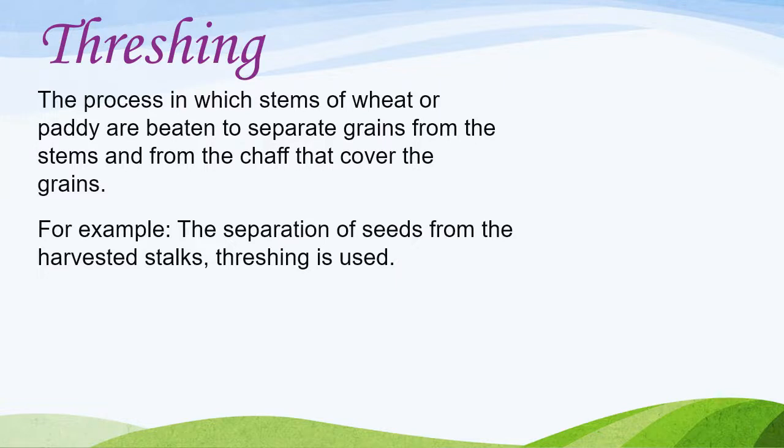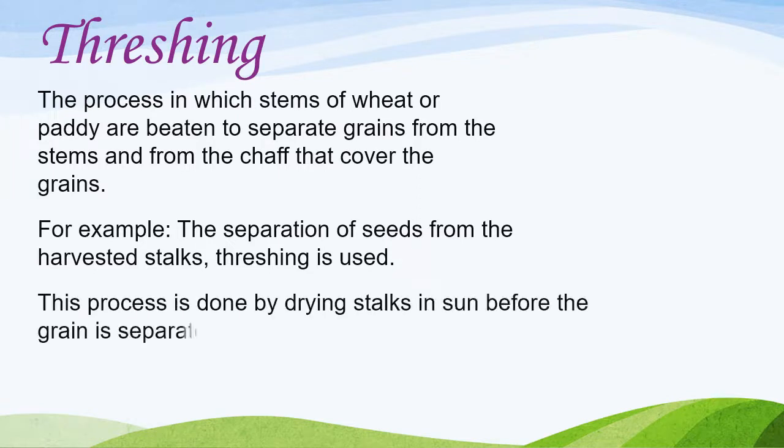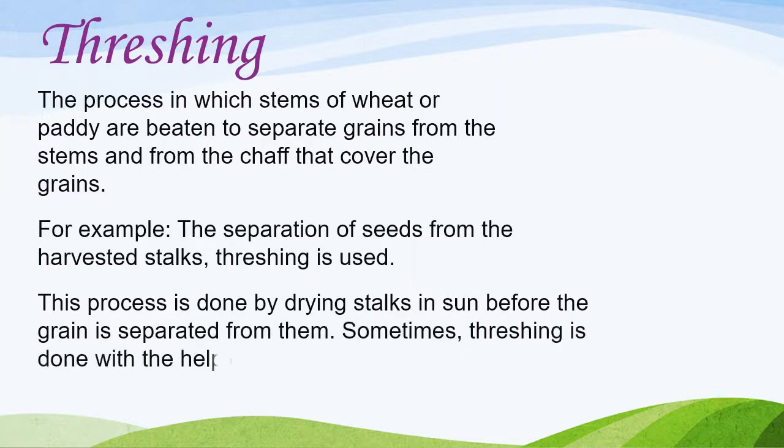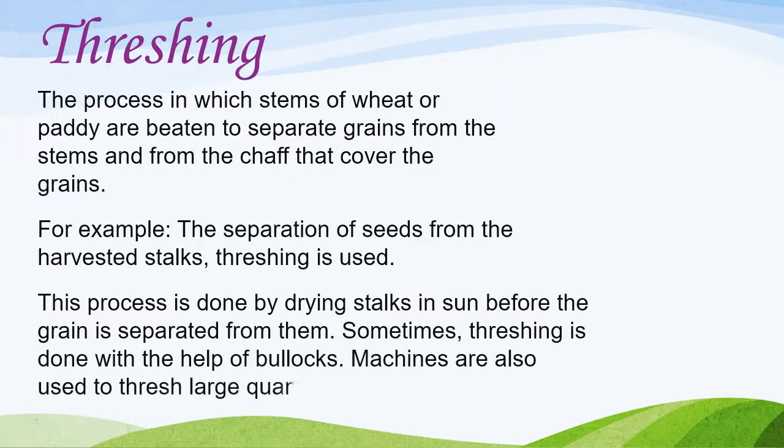After the process of harvesting, we have to separate seeds from harvested stalks. So threshing is used to separate seeds from the harvested stalks. This process is done by drying stalks in the sun before the grain is separated from them. Sometimes threshing is done with the help of bullocks. Machines are also used to separate large quantities of grains.